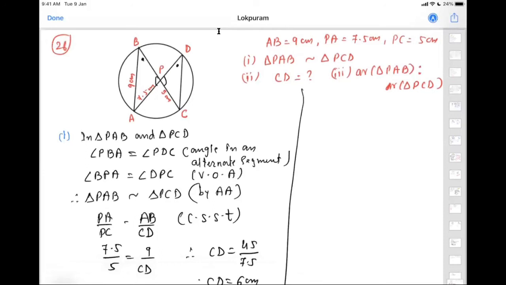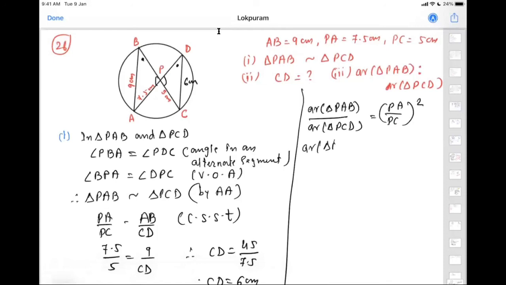Once you get CD, we will take area theorem. If two triangles are similar, then ratio of their areas is proportional to the square of their corresponding sides. This is from the similarity second exercise. Area of triangle PAB upon area of triangle PCD, that is equal to, we can take any sides, we can take PA upon PC whole square. Here you have to write reason, theorem of areas of similar triangle.